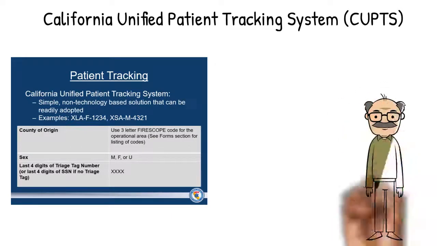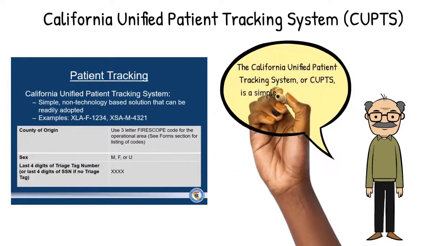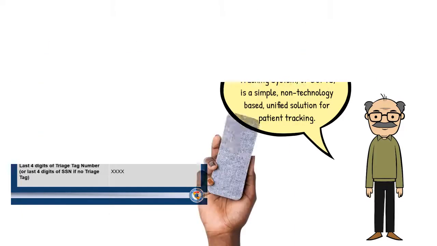We call it the California Unified Patient Tracking System, or CUPTS. Essentially, it starts with a simple non-technology based solution for tracking, and it's a very simple numbering system. We take the county of origin, and there's a FireScope code for each county. It starts with an X, and then it's LA or SA, or Alameda County would be XAL. And then we do male, female, or unknown, and then the last 4 of the triage tag number. Put those numbers together, and that's the CUPTS number.